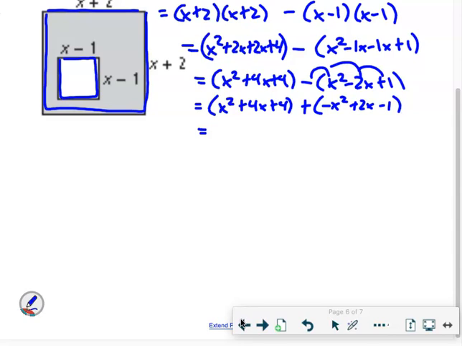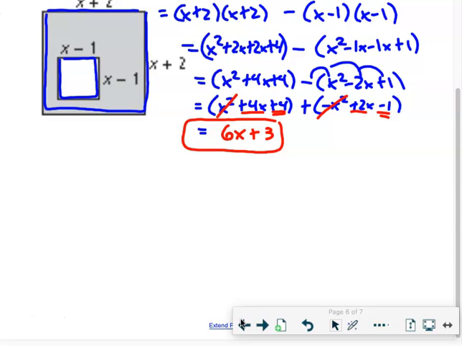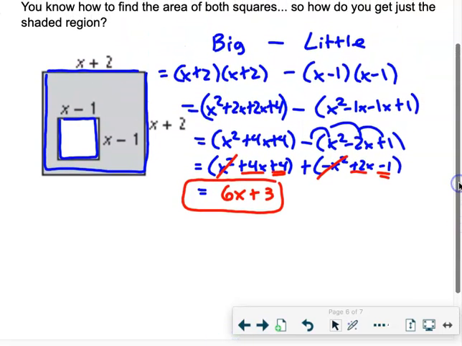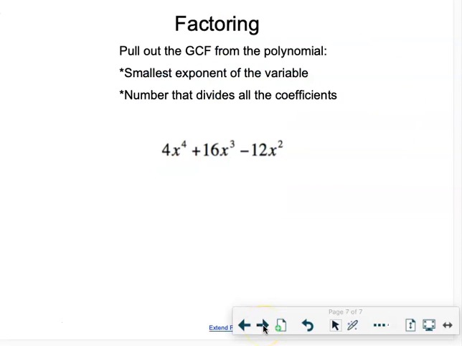So what's going to happen here? Our x squareds are opposites. They're going to cancel. We have a positive 4 and a positive 2 that make positive 6. We have a positive 4 and a negative 1 that make positive 3. So that's the area of the part that's shaded in. So you FOIL them both, you subtract them. When you subtract them, you have to be very careful about negatives. Subtracting negatives. All right, I think this is the last one.